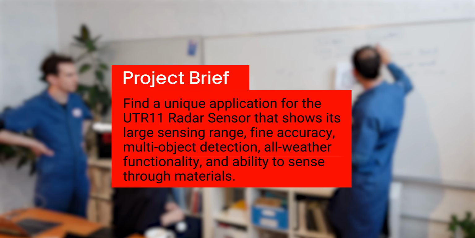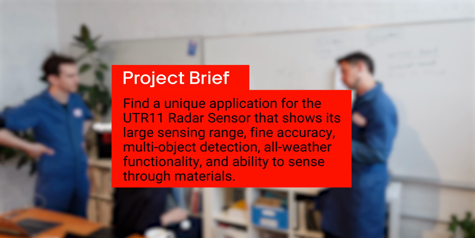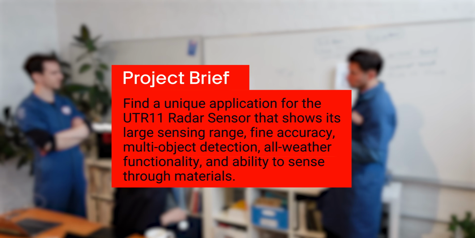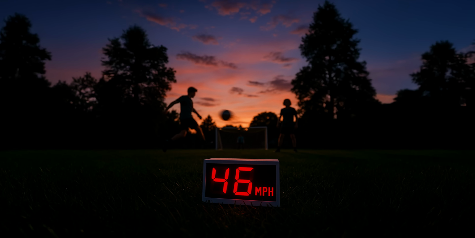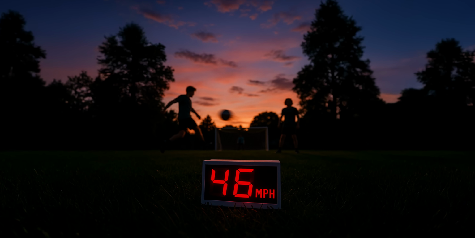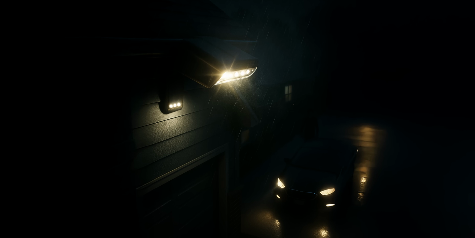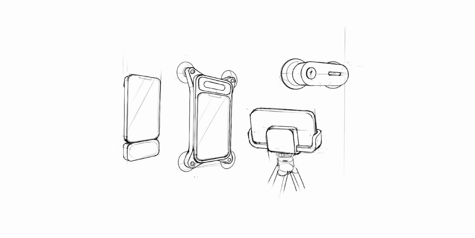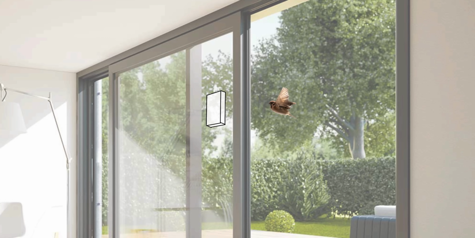Raul asked us to use this sensor and come up with an idea to highlight its unique features, including its large sensing range, fine accuracy, multi-object detection, all-weather functionality, and ability to sense through materials. We have three ideas for this. The first is a ball speed and distance measurement device for sports and games. The second is a range-responsive lighting system for outdoor nighttime activities. The third one, which we like best, is a window-mounted bird presence alarm that, when triggered, takes photos. This idea shows off all the sensor's features and is a fun way to engage with nature.